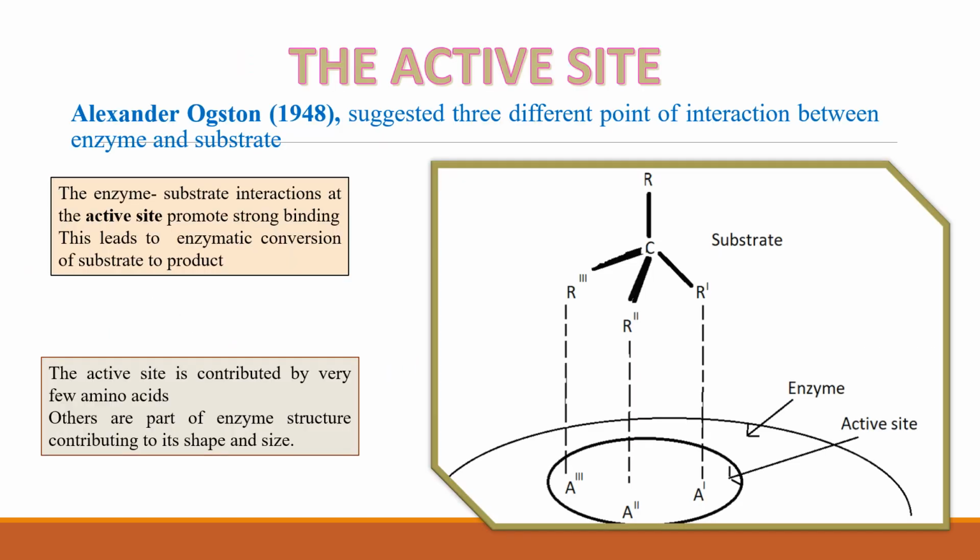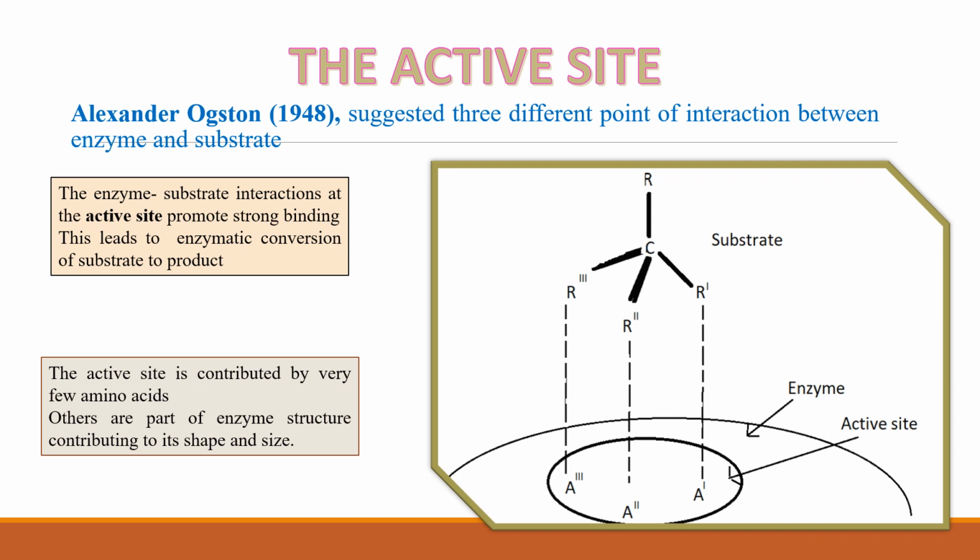Now let us study about the active site of enzymes. This was proposed by Alexander Ogston in the year 1948. According to him, there are three different points of interaction between enzyme and substrate. Here the active site points are represented by A1 to A3. The enzyme has this active site, and then these are the points of interaction of the substrate, R1 to R3, whose orientation will enable specific binding at the active site of the enzyme with these groups.